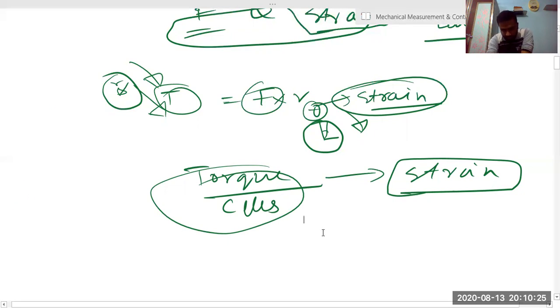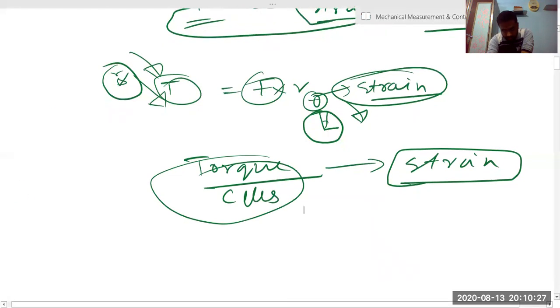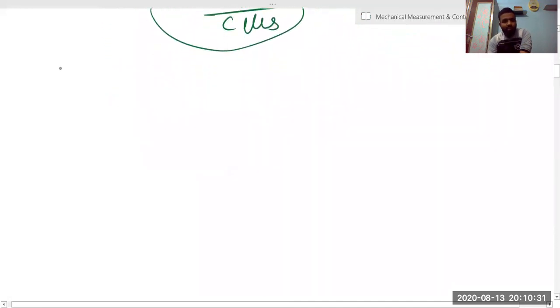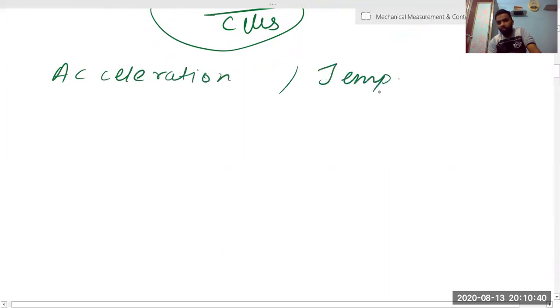Now I would like to explain something more than this. It is also used for an accelerometer, or you can even say vibrometer. Both mean one and the same. It is used to measure acceleration, and it is also used to measure temperature. It is also used in temperature sensors. The principle of strain is actually incorporated in the temperature sensor.